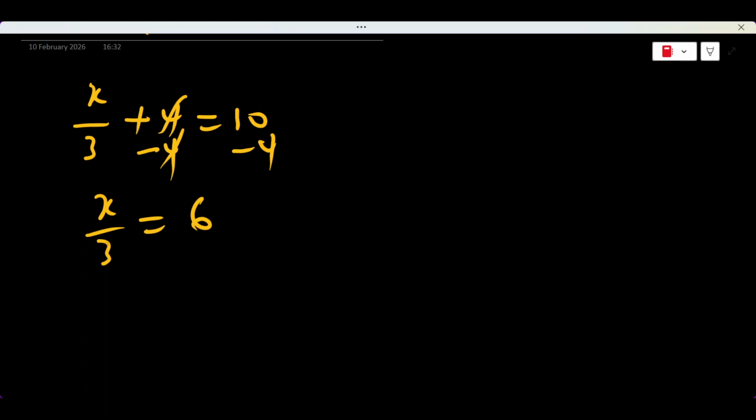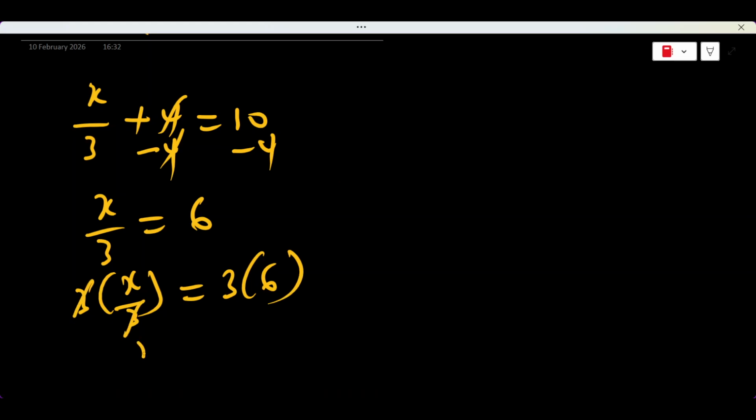You want to undo the 3 so that the x will stand on its own. You have to use the inverse operation, which is multiplication. So you have to multiply the x over 3, and then you do the same thing to the other side after the equal to sign. So you use the 3 to multiply the 6. So this and this cancel out, leaving the x alone.